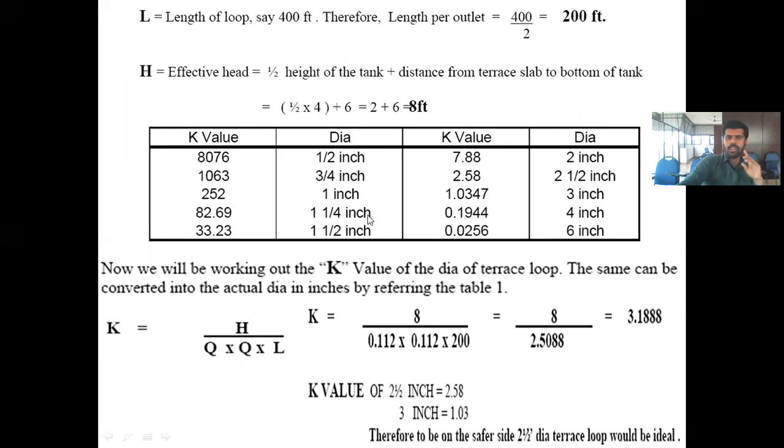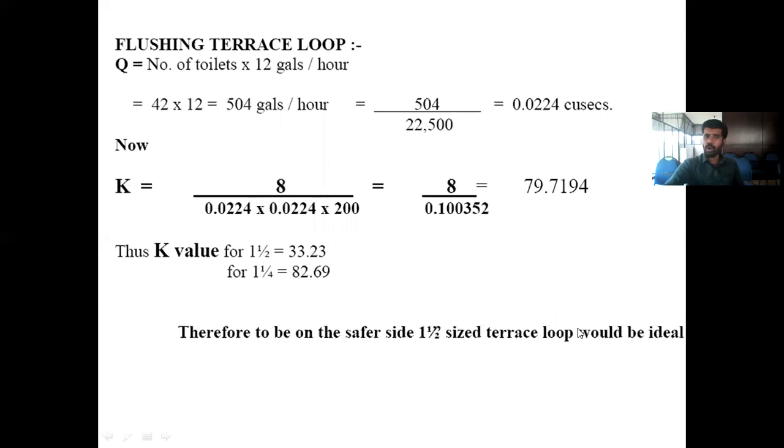1 by 4 would be enough because it is coming close to 82, and 79 is coming below 82 only. So if you are choosing 1 by 2 or 1 by 4, you can choose either, it is not a problem. But for the safer side, if you choose 1 by 2, that would be better.